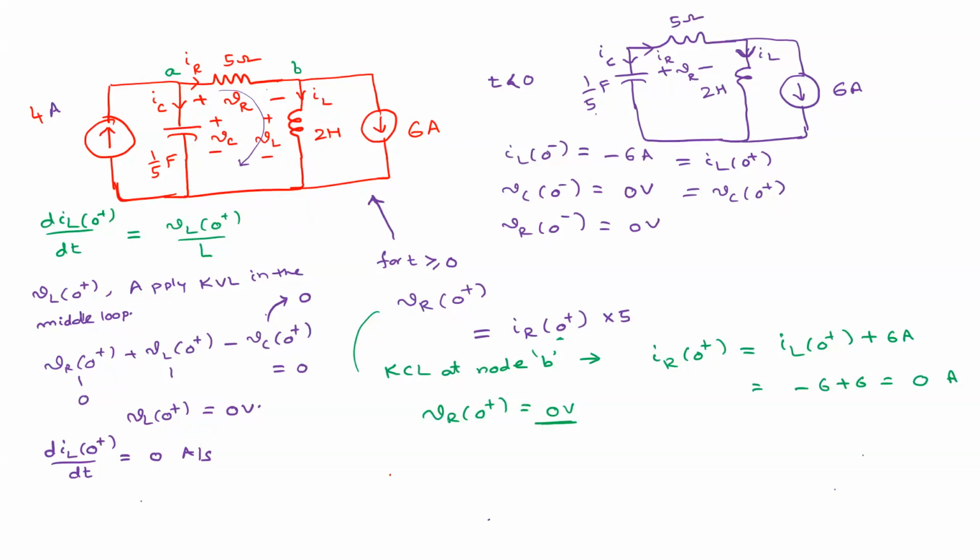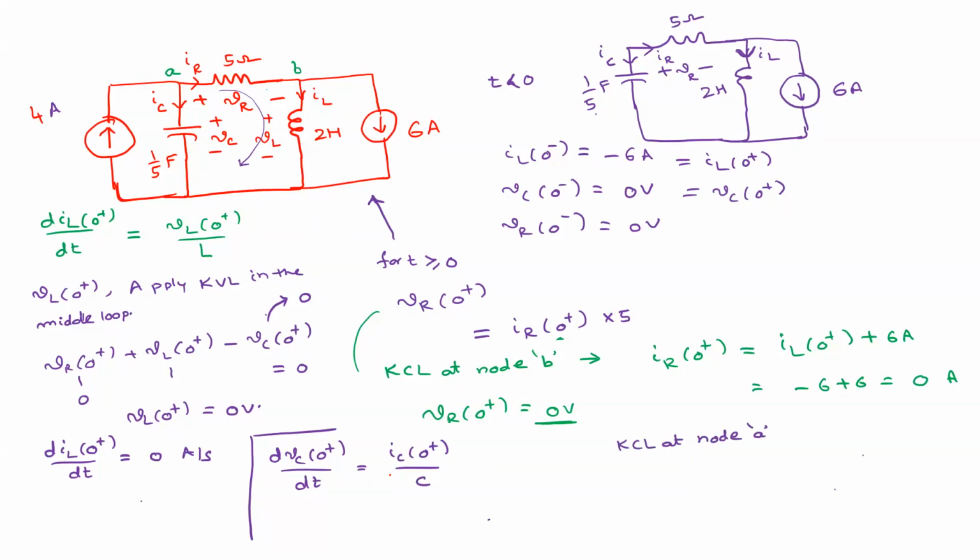Right. So what is the next one? dVc of 0 by dt. So what is dVc of 0 by dt in terms of capacitor current? So this is equal to IC of 0 plus, right? Yes, sir. Okay. So now tell me what is IC of 0 plus. Sir, we'll apply KCL at node A. Yeah, good. KCL at node A. So what is KCL at node A? Is equal to IC plus IR.